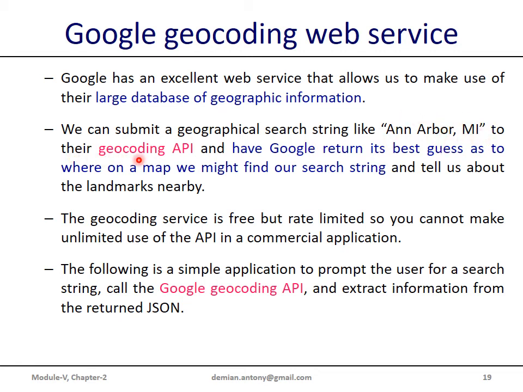To this web API or web service, Google will return the best guess as to where on the map we find the place we had given in the search string, and it even gives the nearby landmarks of the place that we have put in the search string.